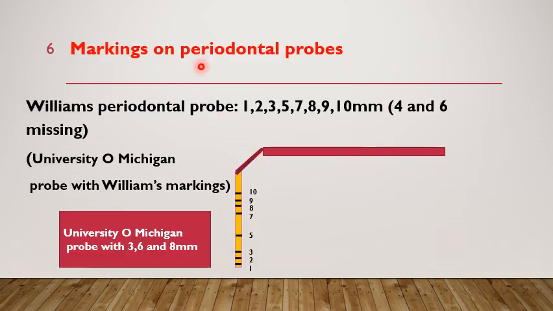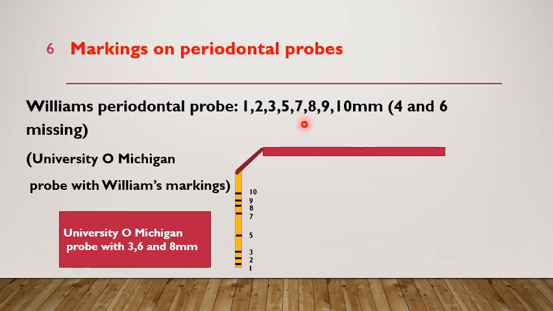This is a very important question they ask in viva. Markings on periodontal probes. The most common probe used in perio practice is the Williams periodontal probe, or we call it the University of Michigan probe with Williams markings. Here we have 1, 2, 3 millimeter. Then 5, 7, 8, 9 and 10 millimeter.